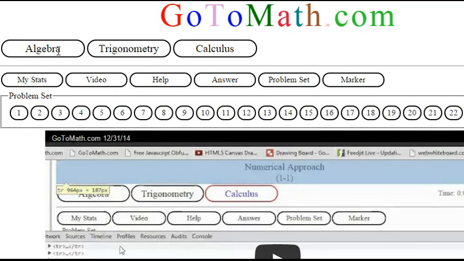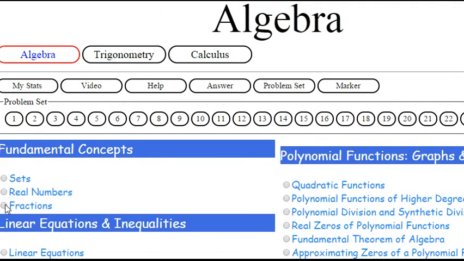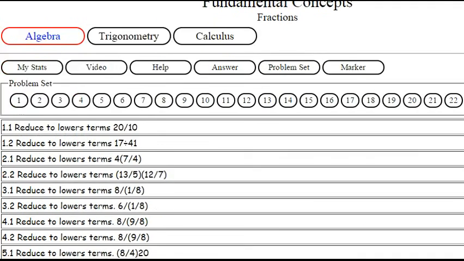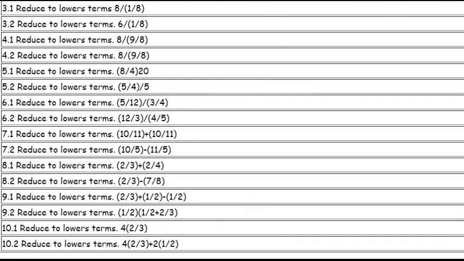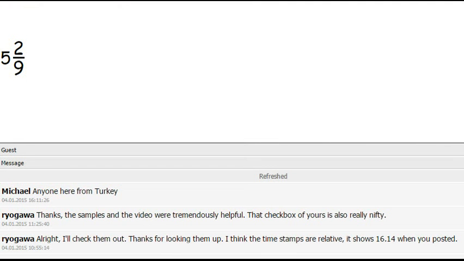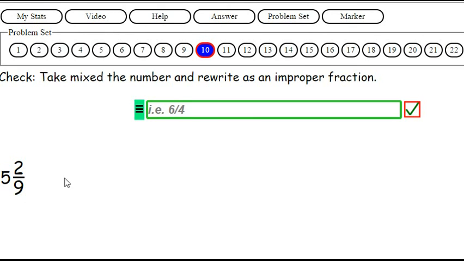Okay, so we're over here at GoToMath.com. Let's click on the algebra, go down to fractions. We're kind of doing a little refresher course on this, or maybe you're learning it for the first time. And I believe we're looking at 10.1. So let's take a look at that.